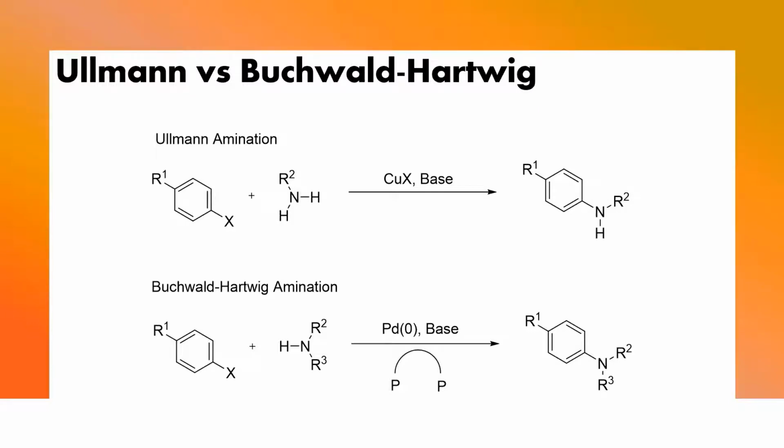group was. The major difference between the two reactions is that the Ullmann amination has a copper catalyst attached to the halogen leaving group that's on the aryl. The Buchwald-Hartwig amination has a palladium catalyst with a bidentate ligand attached. Both reactions have a mild base for the reaction to undergo.